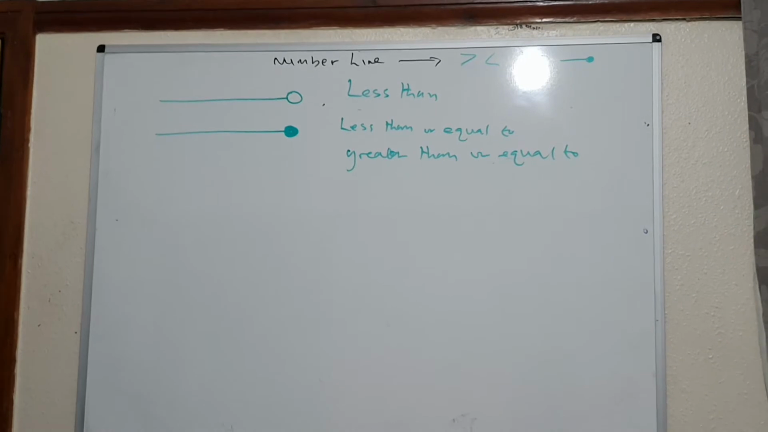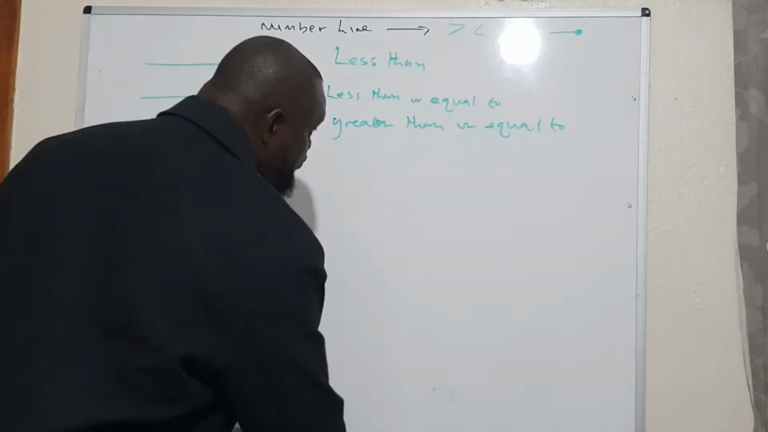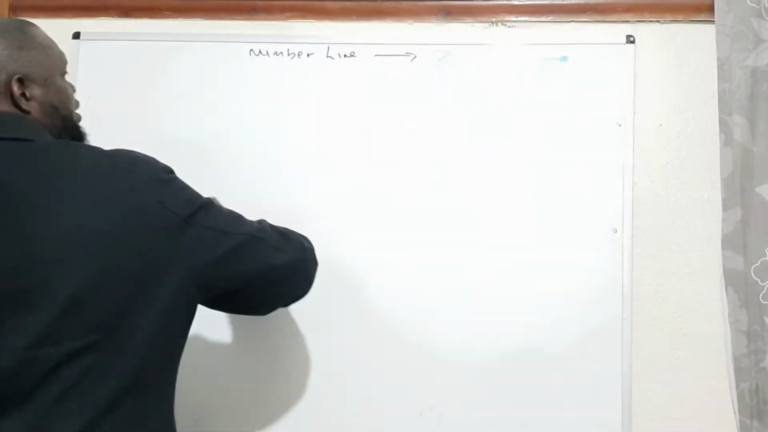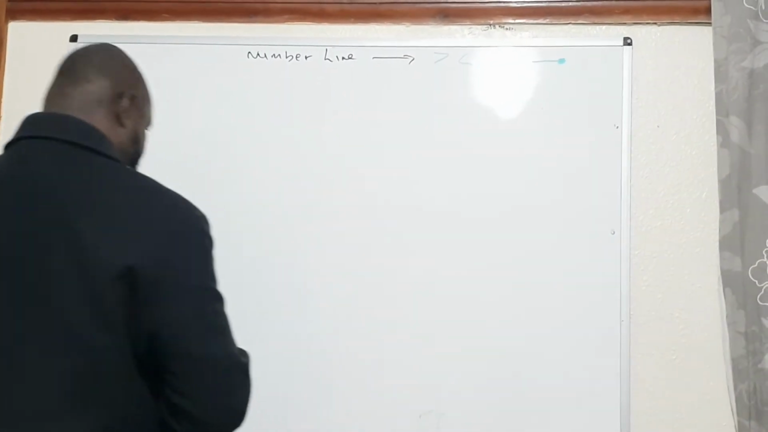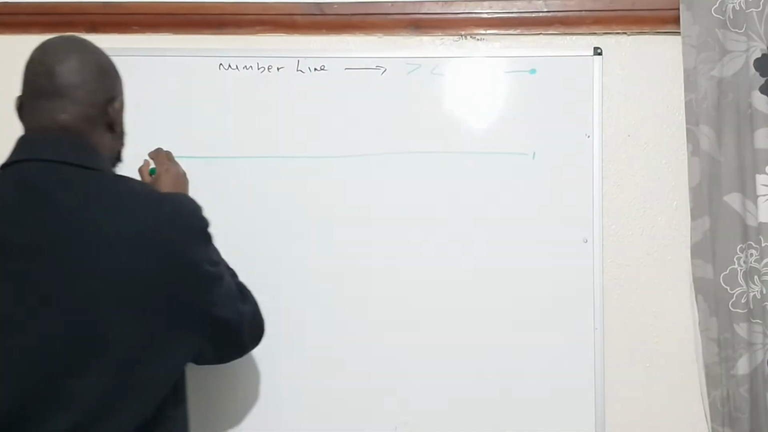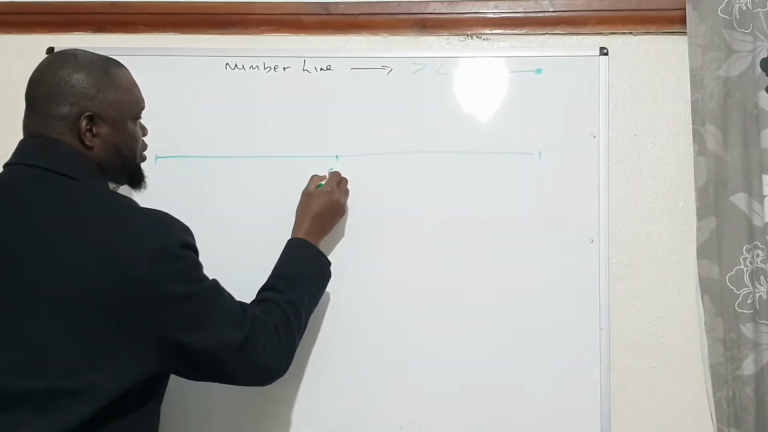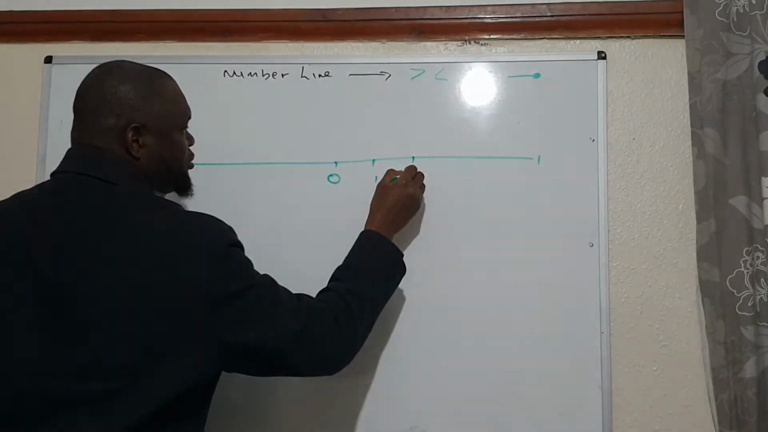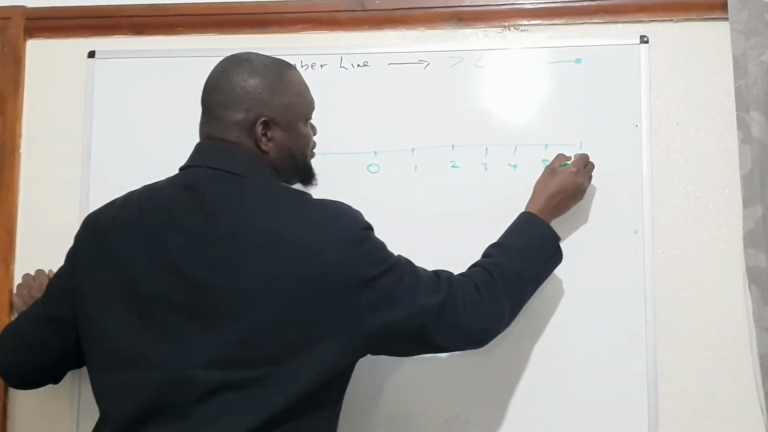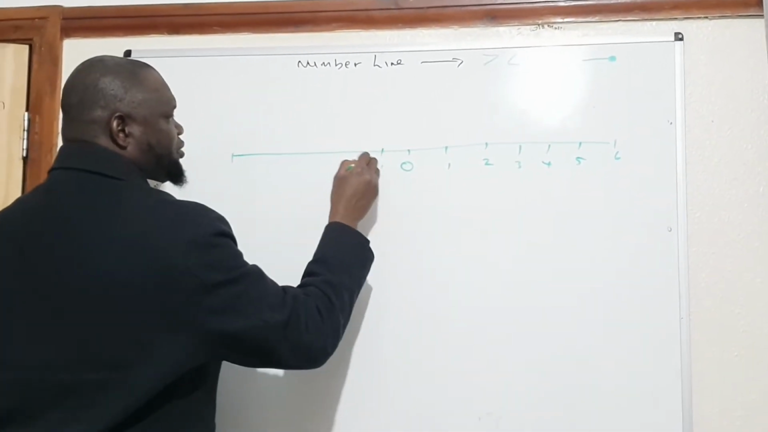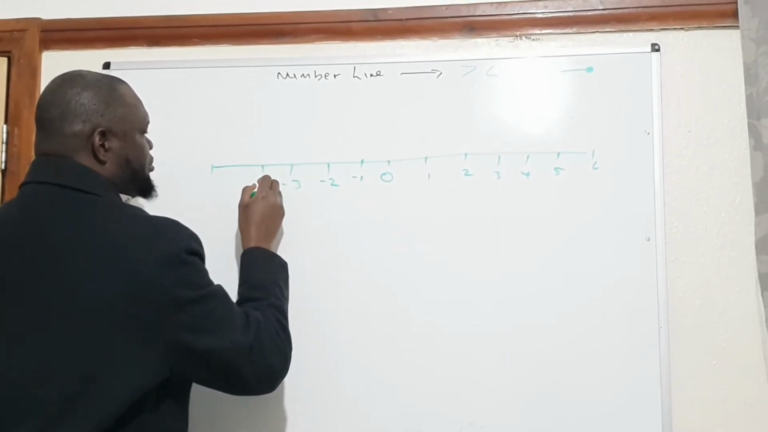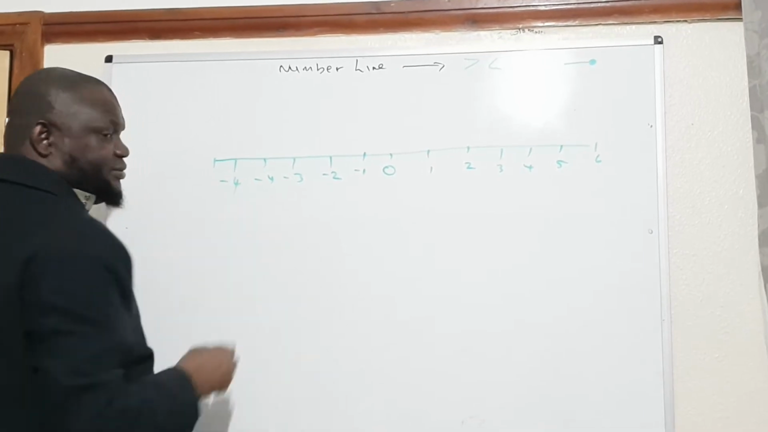Okay? Now let's look at the application. We have to look at the number line, our old number line that we use in plus and minus signs. See, I'm not very good at drawing. Our old 0 here, 1, 2, 3, 4, 5, 6. Then minus 1, minus 2, minus 3, minus 4, minus 5.